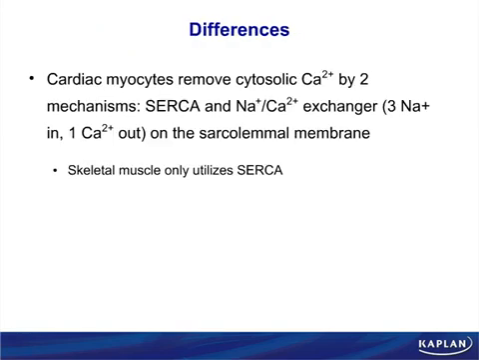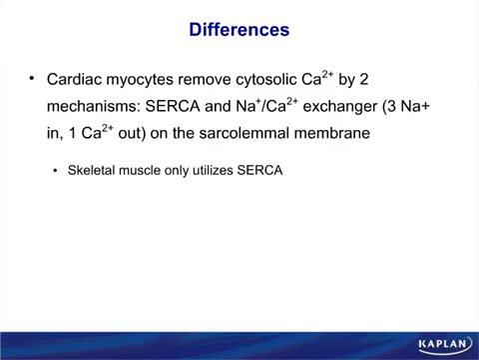Another big difference is on cardiac myocytes. Cardiac myocytes have a sodium-calcium exchanger. They do have SERCA, as we mentioned before, as does skeletal muscle, but cardiac tissue also has a sodium-calcium exchanger on the sarcolemmal membrane. Three sodium in, one calcium out. Now this becomes very important for USMLE Step 1. And the reason for that is this is the reason that digoxin increases contractility.